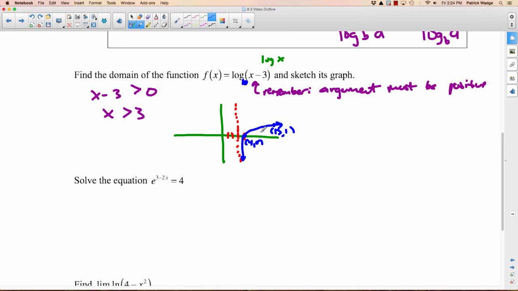I'm just really interested in you knowing where the asymptote is, knowing whether it goes up or down. So this looks pretty good.